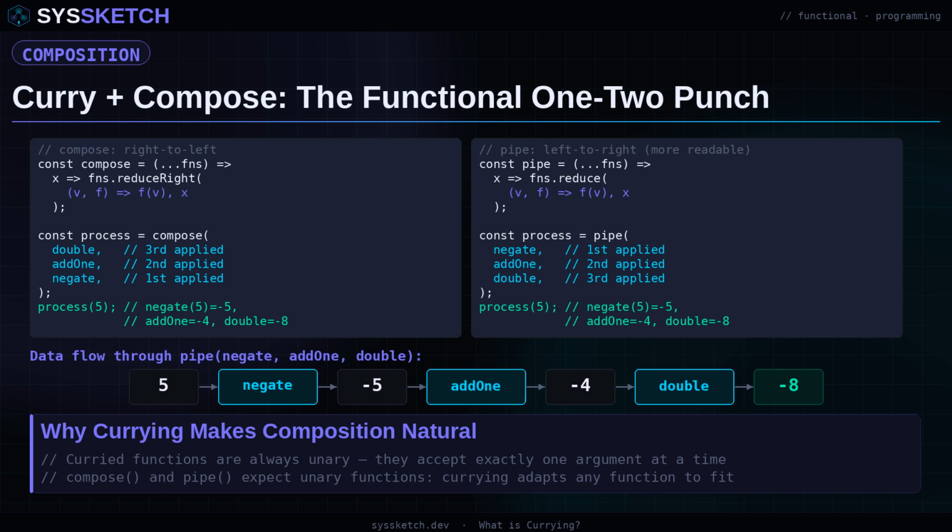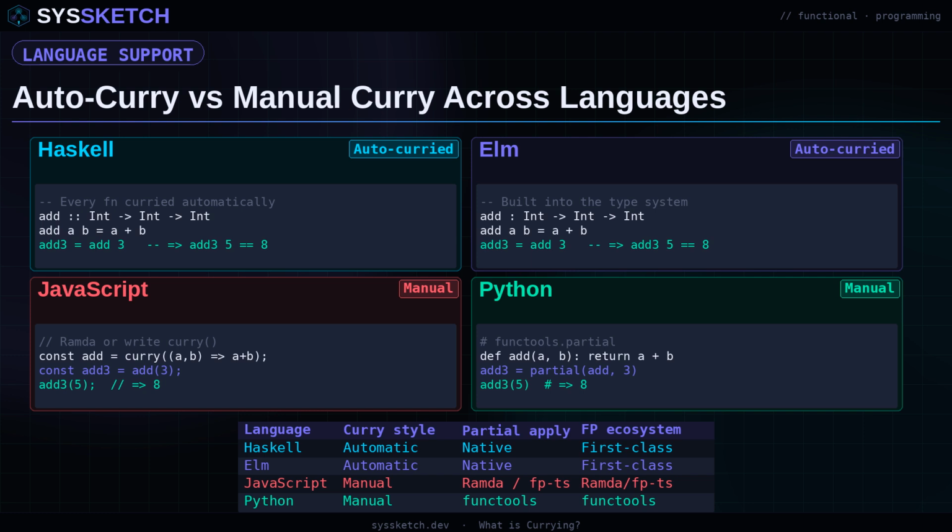Different languages take different approaches. Haskell and Elm auto-curry every function without any special syntax. It is baked into how the language works. Every multi-argument function in Haskell is already a curried chain of single-argument functions, and partial application is just calling a function with fewer arguments than it expects. In JavaScript, you reach for a library like Ramda or lodash/fp, or you write a small curry helper yourself. Python gives you functools.partial for locking in arguments, though it is a slightly different mechanism, and full currying requires manual wrapping. The concept is universal. The ergonomics depend heavily on the language.